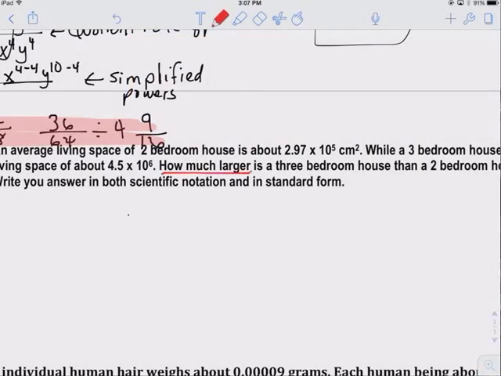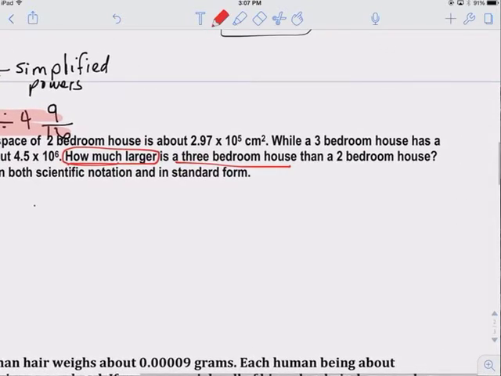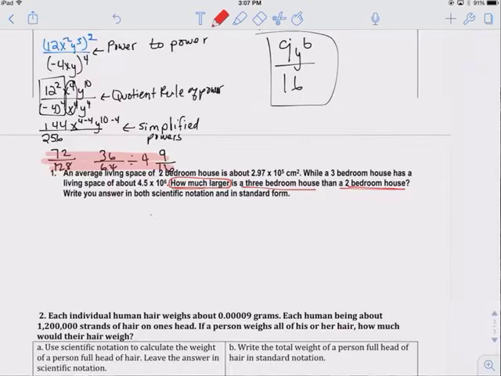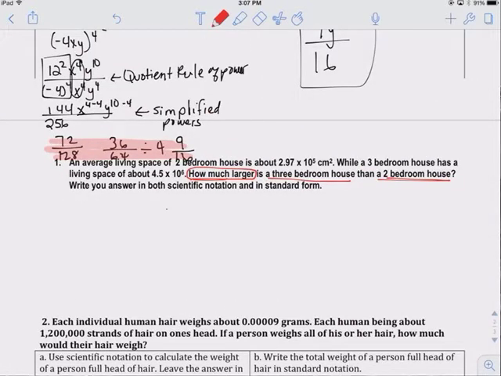How much larger is a three-bedroom house than a two-bedroom house? So the average two-bedroom house is this big, while a three-bedroom house has a living space of this big. I meant to put centimeters squared here. Forgot to do that. Write your answer in scientific form. What would you need to do, add or subtract, to see how much larger something is? Yes, subtract. Well, I haven't taught you how to subtract with scientific notation, but what can we do here?